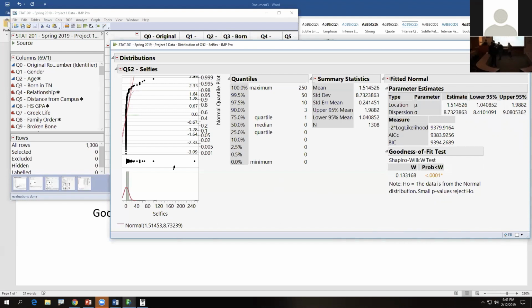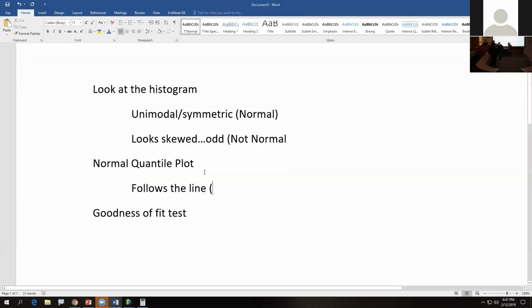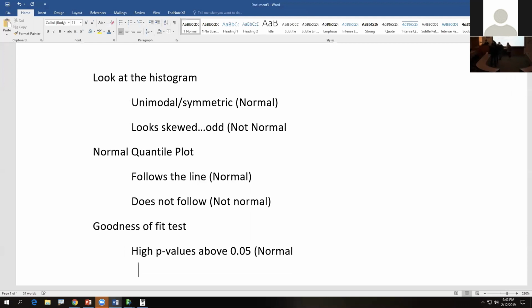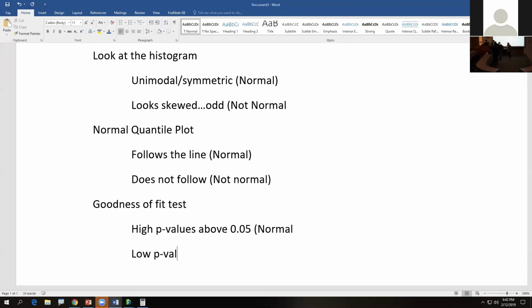And so what you notice is this doesn't fit well. The histogram doesn't look normal, the QQ plot looks bent, and the p-value is low. So follows the line, normal, which we didn't do for our example; does not follow, not normal. And remember, for anyone listening, it's not linearity we're testing here. Goodness of fit test, high p-value, what? High p-value is above 0.05. If the p-value is high, just let it fly, which means we're going to continue thinking normal. And low p-values below 0.05, not normal.